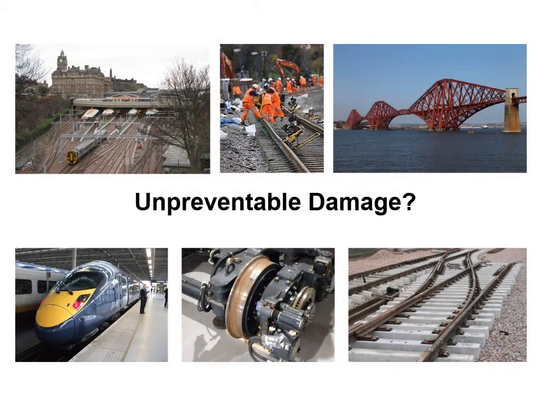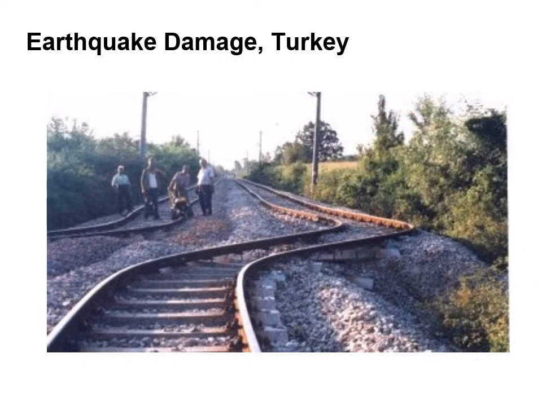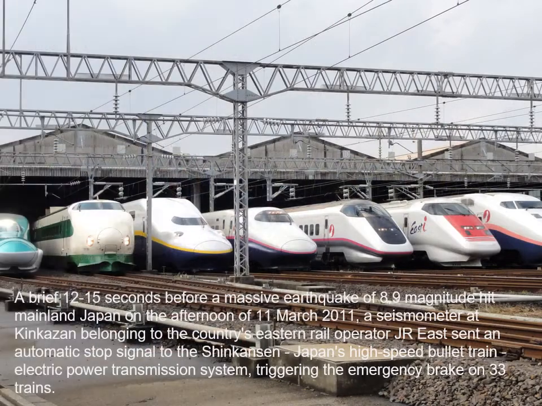So, can unpreventable damage occur? Well, I don't think there's an awful lot we can do about earthquakes. Here's an example of some earthquake damage to railway in Turkey. So we can't stop the damage to the track, but what we can do is detect the earthquakes. And in the case of the Japanese Shinkansen, what happened in 2011 was they detected the 8.9 magnitude earthquake, and they sent the automatic stop signal to all the Shinkansen, which then applied the emergency brakes on 33 trains.